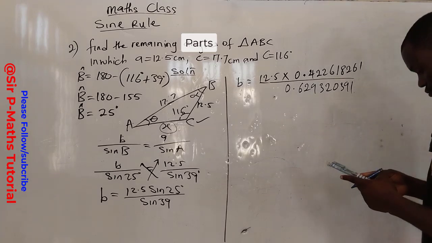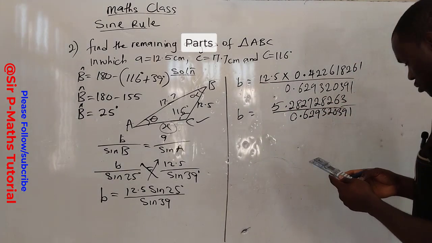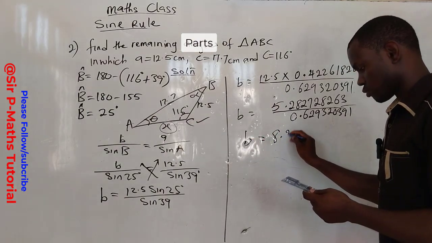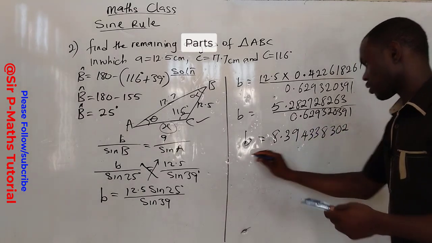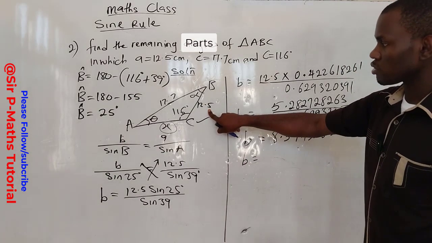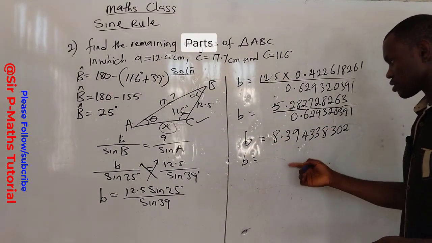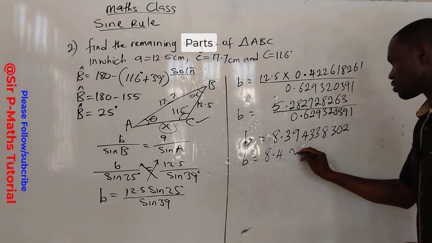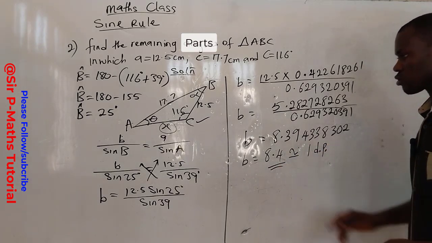Then multiply the numerator and divide by the denominator. 12.5 by 0.42261861 over 0.62932091, B is equal to 8.394338302. Therefore, approximating to one decimal place, the ones I have already are in one decimal place, so I will round off this one also to one decimal place. But make sure that whatever decision you have taken, you must inform us. This is approximated to one decimal place. Okay, so this becomes my answer.